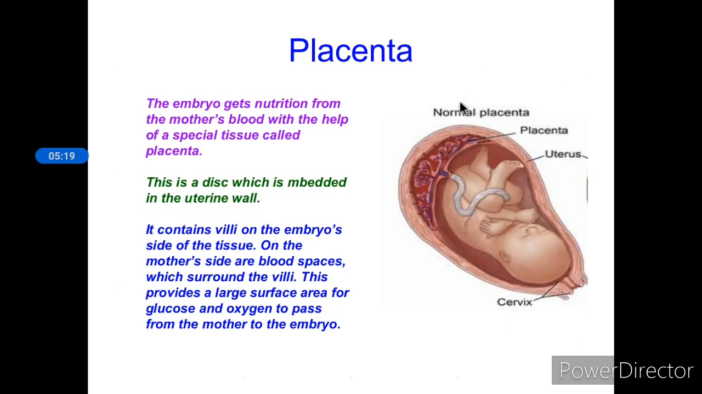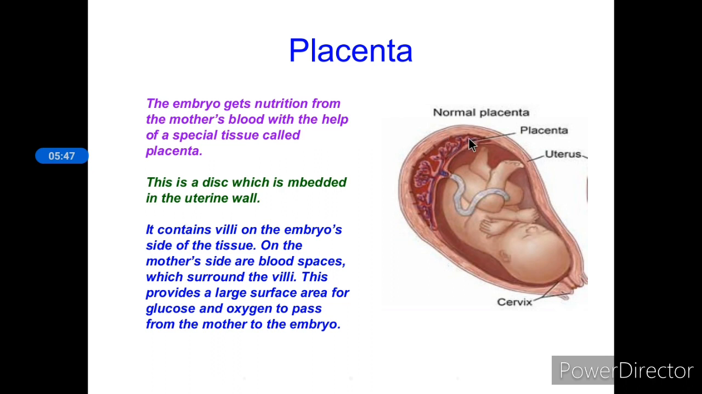And what is placenta? It's a very important part. The baby or the embryo gets nutrition from the mother's blood. So how are they getting that? With the help of a special tissue called placenta. So the growing embryo gets the nutrition from the mother's blood with the help of a special tissue known as placenta.